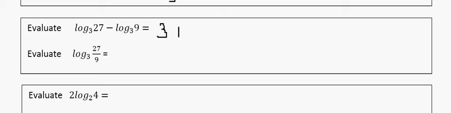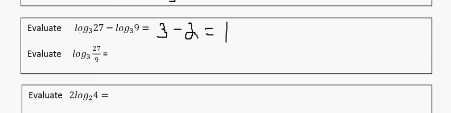Using the same flip technique, let's go ahead and evaluate what log base 3 of 9 would be. Take a minute and evaluate what log base 3 of 9 would be. Log base 3 of 9 means 3 to the x is 9, therefore x would have to be 2. So what we end up with is 3 minus 2, which equals 1.